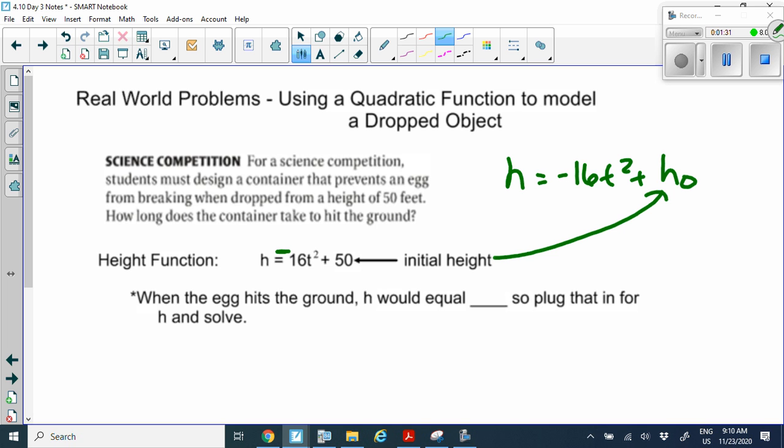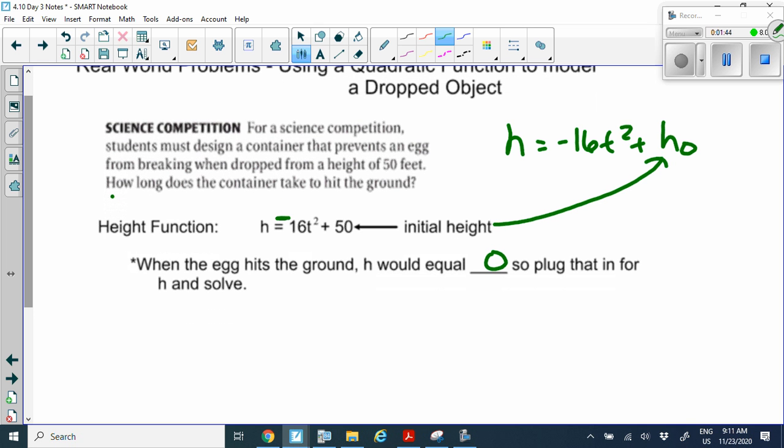Now, it's asking us, how long does the container take to hit the ground? Well, we think about the ground, how high is that? What's the final height of the ground? Well, we should know the final height should be 0. So it says when the egg hits the ground, h would equal 0. So plug that in for h, and we're going to solve for t, because when it asks for how long, we're actually solving for t.